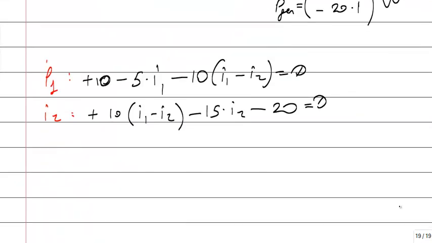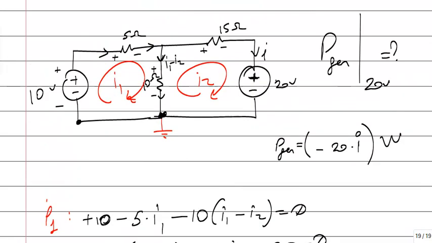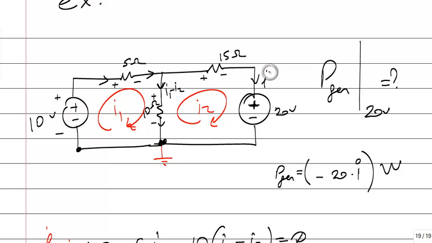Two unknowns, two equations can be solved. After finding I2, what is this I? In terms of I1 and I2, it's equal to I2. So minus 20 I2 is the power generated by that voltage source. Okay. Then, what's a super mesh? A super mesh is a current source between two meshes.